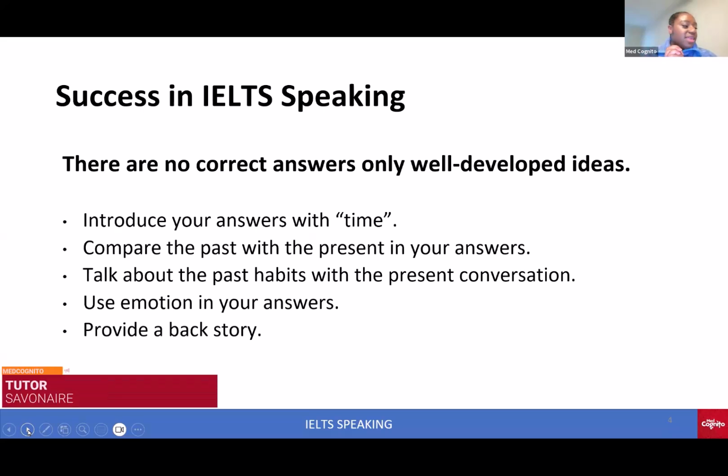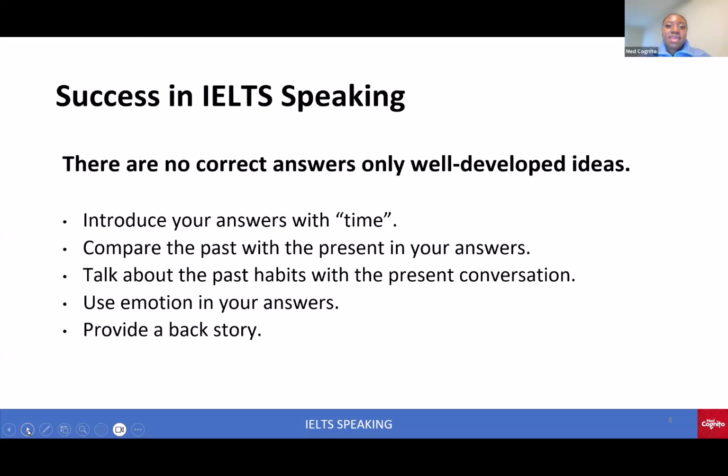So success in the IELTS speaking exam, I think I put it down to one thing. I think a lot of students feel that you have to have particular and correct answers in order to get through this portion of the exam and do it well. But the one thing that people seem to miss is that there are no correct answers. For all of these questions that come up in the speaking exam, I'm sure many of you have looked at examples of speaking questions. There are no correct answers. The only thing that is important is that the ideas that you talk about are well developed.